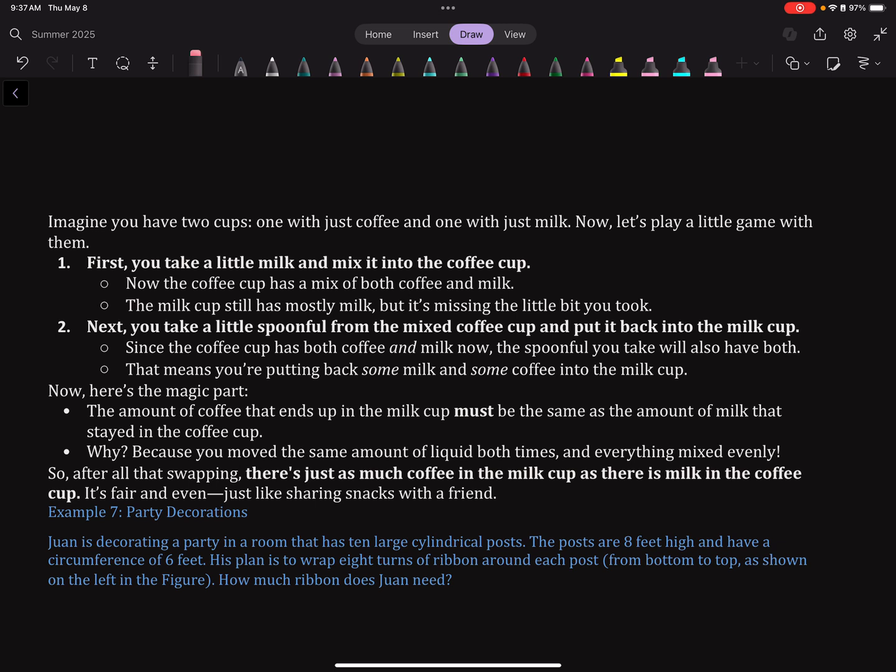Next, you take a little spoonful from the mixed coffee cup and put it back into the milk. Since the coffee cup has both coffee and milk now, the spoonful you take will also have coffee and milk. That means you're putting back some milk and some coffee into the milk cup. Now here's the magic part. The amount of coffee that ends up in the milk must be the same as the amount of milk that stayed in the coffee cup. Why? Because you move the same amount of liquid both times and everything mixed evenly. So after all that swapping, there's just as much coffee in the milk cup as there is milk in the coffee cup. It's fair and even, just like sharing a snack with a friend.